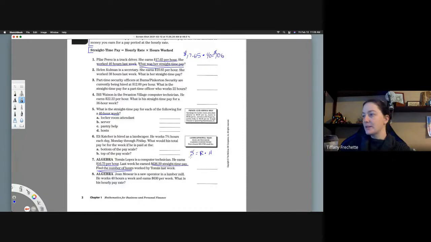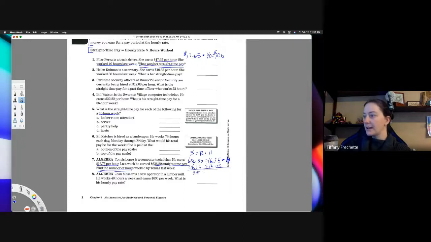So if I know his straight time pay is $636.50, I'm going to put that in for S. And if I know his hourly rate is $16.75, I'm going to put that in for R. What I want are his hours, right? So we're simply going to divide by the $16.75 so that we can go backwards and find our missing piece here. If I divide like this, then I will get 38 equals H, because $636.50 divided by $16.75 is 38. And then $16.75 divided by $16.75 cancels, and H comes down.